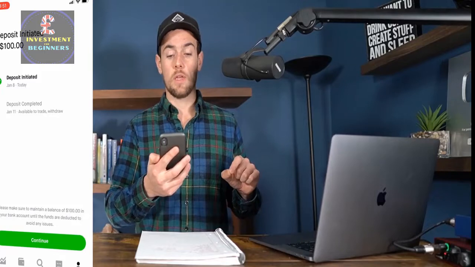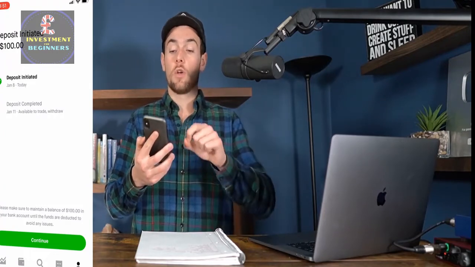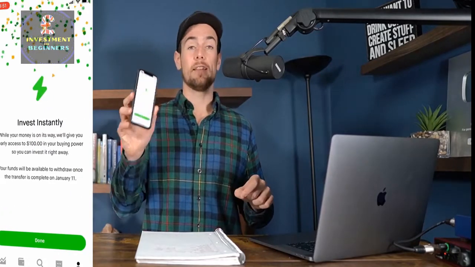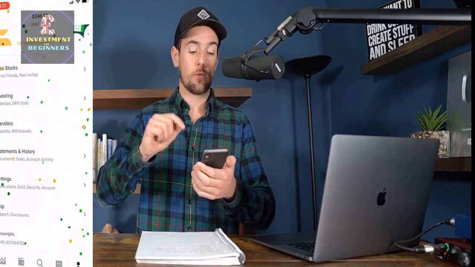Now, the big difference between Robinhood and other apps out there is that a lot of trading apps would not let you trade with that money until the deposit has settled, which, as you can see, I did this on January 8th, and that would not be settled until January 11th. However, with Robinhood, you have instant deposits up to $1,000 for everybody for free, which is a really cool feature. So you can actually invest that money right now and not have to worry about fund settlement. So now our balance for investing has gone up to $246.47, even though that money hasn't necessarily settled yet. So that's something really cool that Robinhood does.